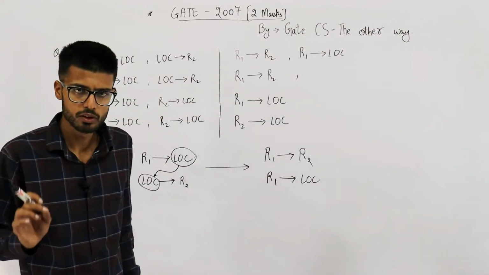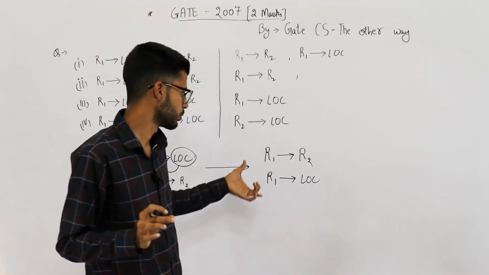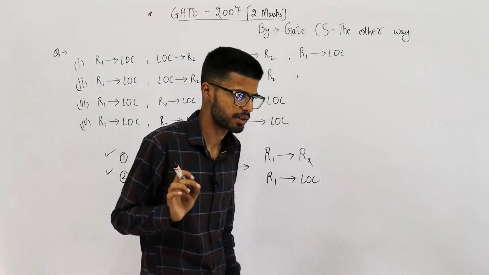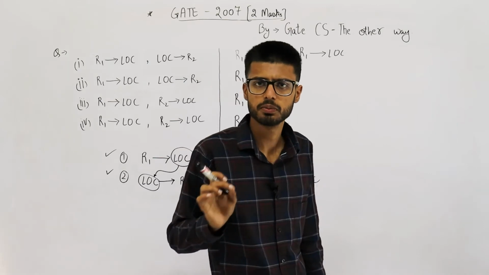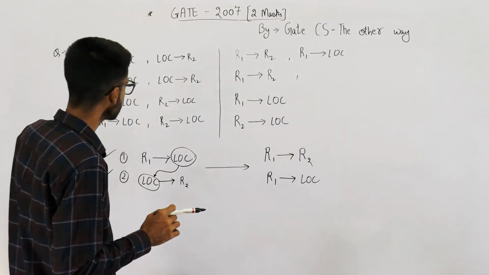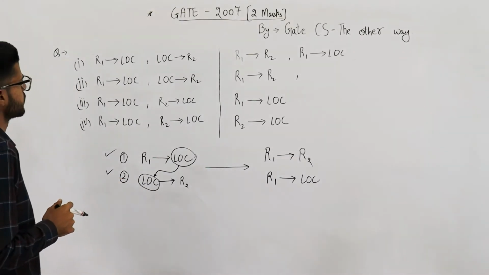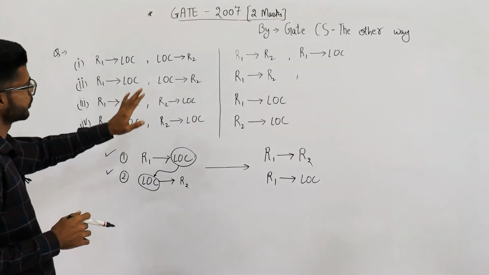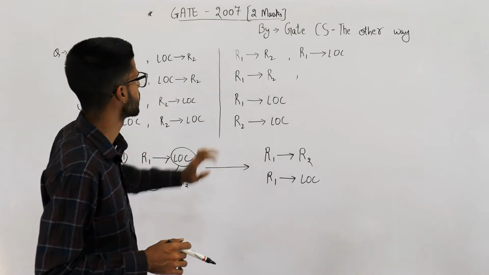Now if you need to learn more about these things, data dependencies, data forwarding, please watch my pipelining videos. I've explained this in very detail. Anyways, let's try to attempt this question now. So we need to replace LHS by RHS.